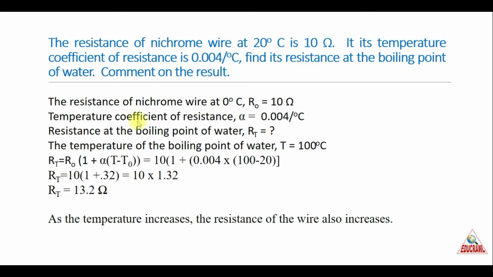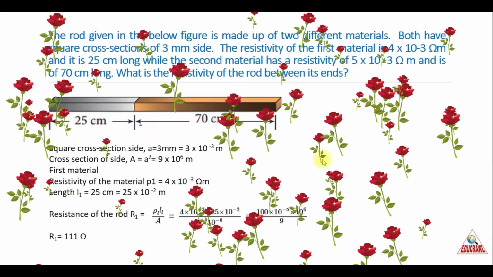If you see the given data, the resistance at 20 degrees Celsius is 10 ohm. The resistance at 100 degrees Celsius is 13.2 ohm. So what we infer is, as the temperature increases, the resistance of the wire also increases.